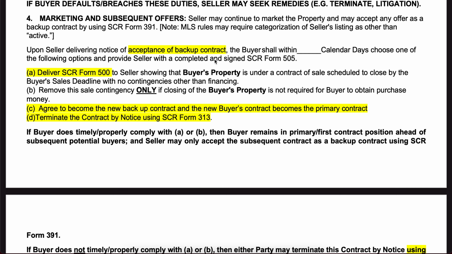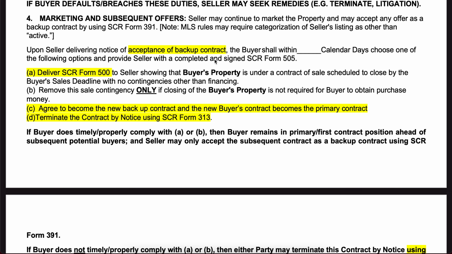The first is they can deliver SCR Form 500 showing that, "Hey, my property, my current house, is under contract to close by the date in this buyer sales deadline, and the only contingency we're waiting on is financing," because under the SCR contract, financing contingency runs through closing. The second option is, "Hey, I'll remove this sale contingency because I don't need this to purchase a house. Either I've got cash or I can afford 2 mortgages."